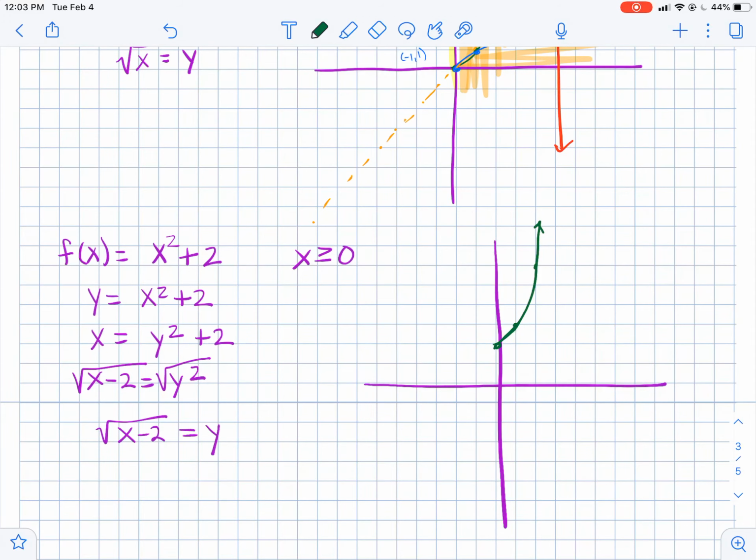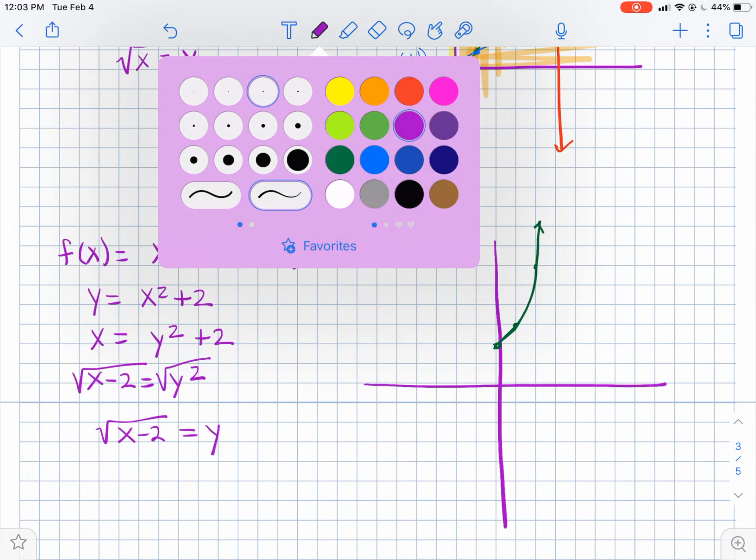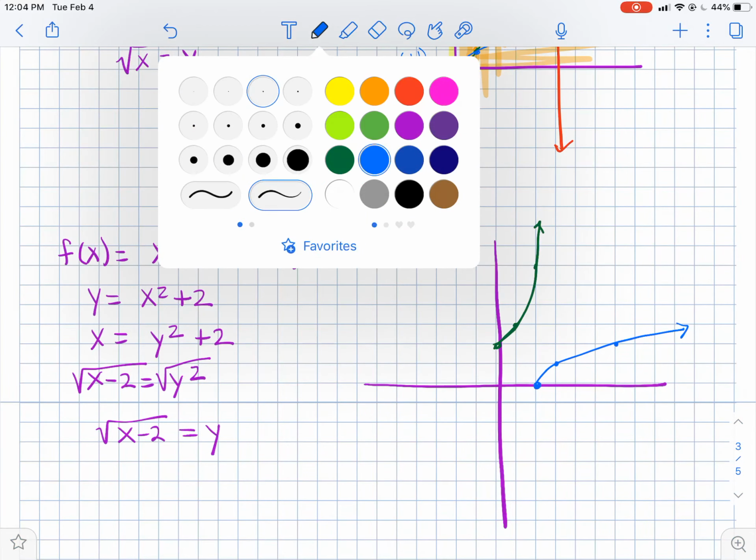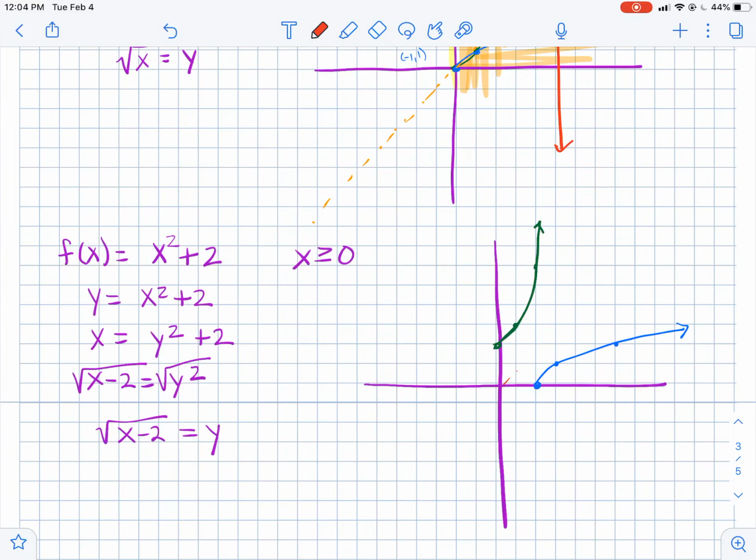If I do the inverse of it by just putting in the inverse points, instead of 0, 2, I'm going to do 2, 0. Instead of 1, 3, I put 3, 1. Instead of 2, 6, I'm going to put 6, 2. And again, if I dot in my y equals x line, those should look like inverses of each other.